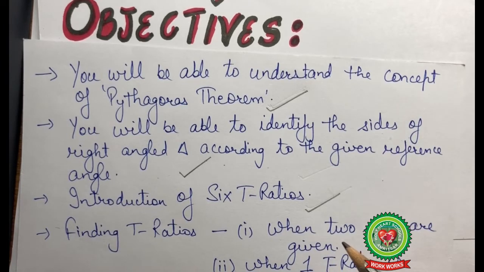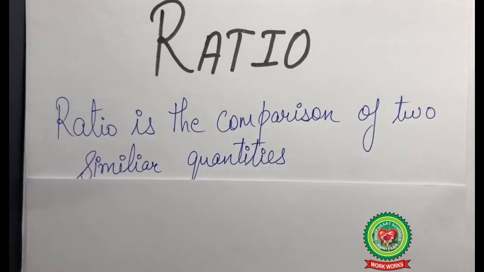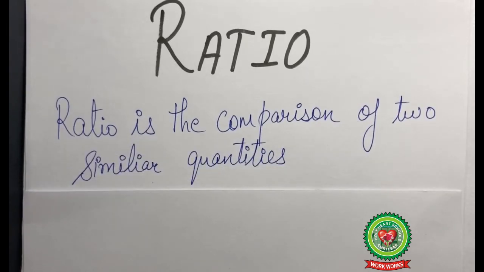But before proceeding to that, let us have a recap of what is ratio and the name of the 3 sides of a right angled triangle. What is ratio? Ratio is the comparison of two similar quantities. Students, you need to remember that comparison is only possible when the quantities are of similar nature. That is, they should have the same units. If the units are not same, the comparison is not possible.